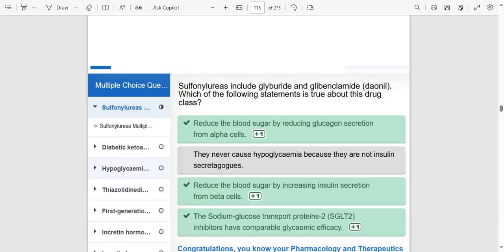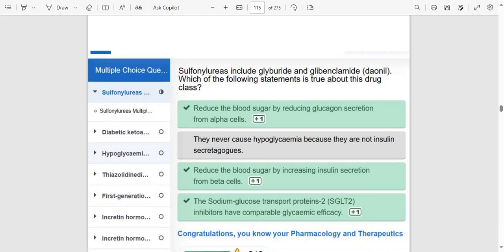So now these are some multiple choice questions. Sulfonylureas include glyburide and glibenclamide, which is down here. Which of the following statements is true about this drug? Reduce the blood sugar by reducing glucagon secretion from alpha cells. They never cause hypoglycemia because they are not insulin secretagogues. Reduce the blood sugar by increasing insulin secretion from beta cells. Sodium glucose transport protein 2 inhibitors have comparable glycemic effect.